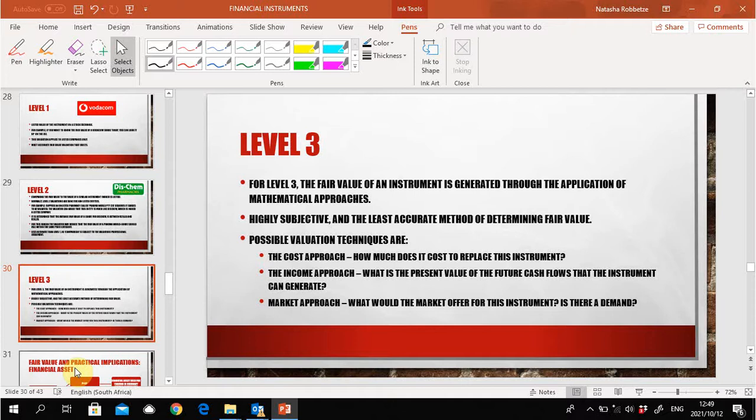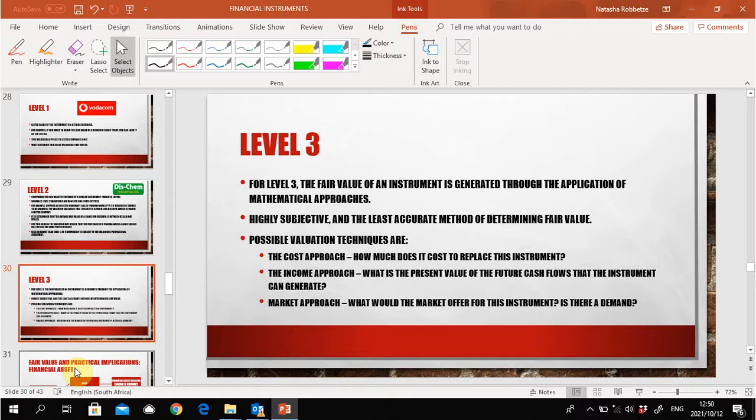So either there is not a listed company like it, or more regularly, there is a listed company like it, but the listed company is 200 times bigger than this little company. So now it's not listed, it's not comparable to a listed company, and now we go to level 3. And for level 3, we use mathematical approaches to try and estimate the fair value of this financial instrument.